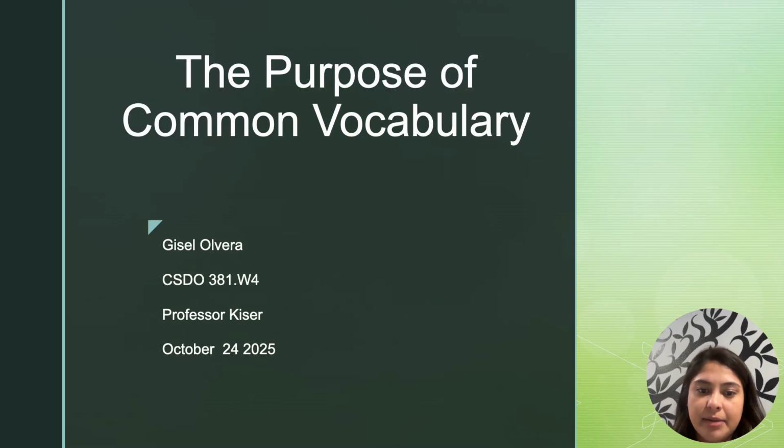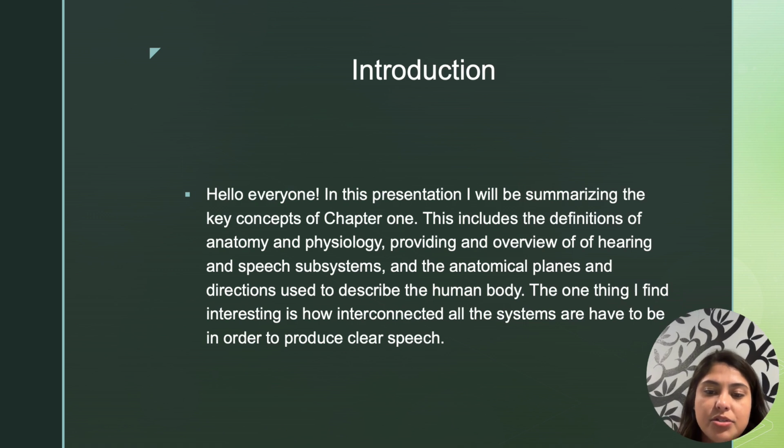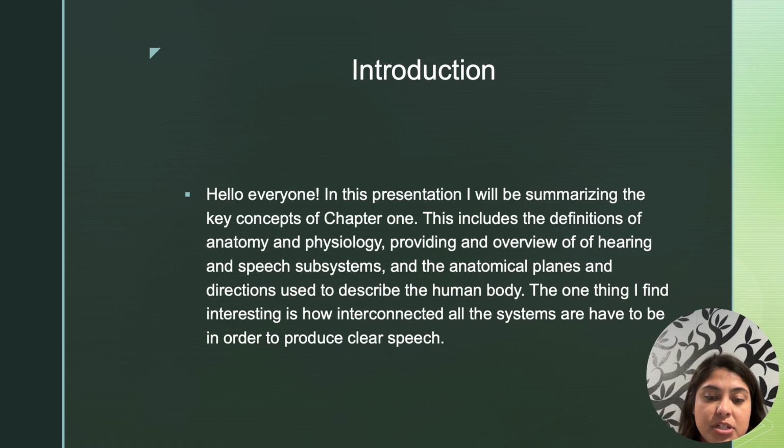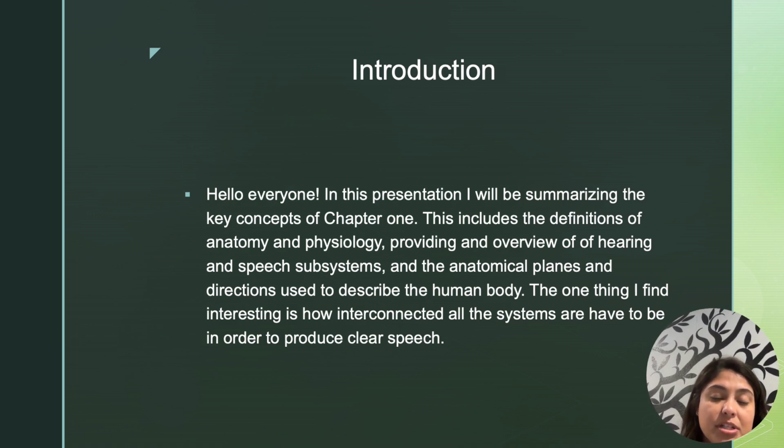Hi guys, so today I'm going to be going over the purpose of common vocabulary. So in this presentation, I will be summarizing the key concepts of Chapter 1. This includes the definitions of anatomy and physiology, providing an overview of hearing and speech subsystems, and the anatomical planes and directions used to describe the human body. The one thing I found interesting is how interconnected all the systems are and have to be in order to produce clear speech.